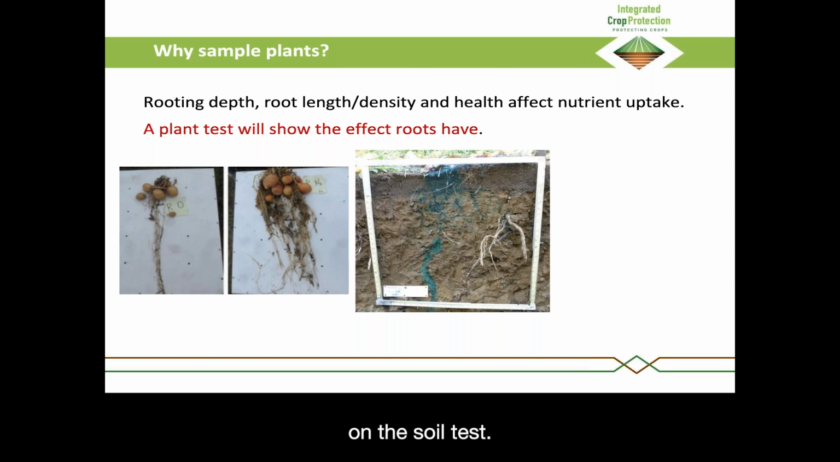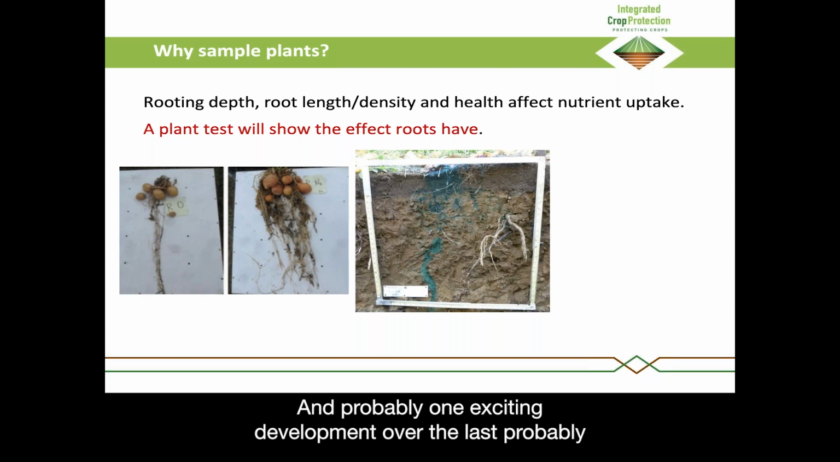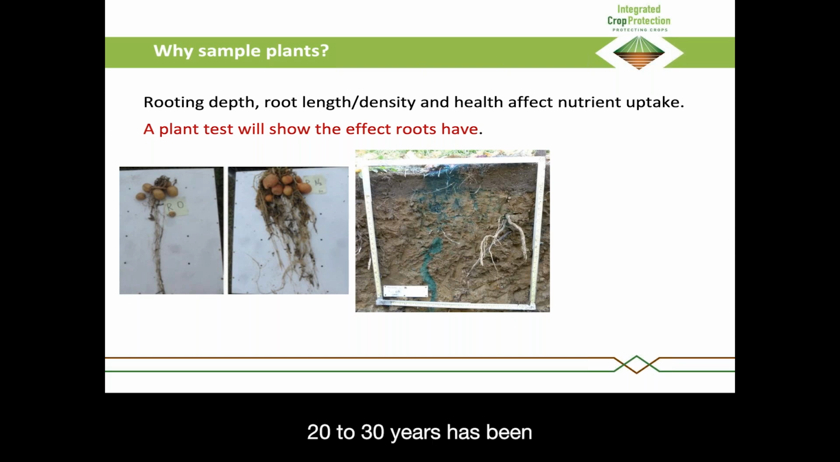And probably one exciting development over the last 20 to 30 years has been to not only use the dry tissue analysis in fruit, but also use sap analysis, and use it very early in the season to determine whether the crop actually is balanced right at the beginning and to fix any problems really early.